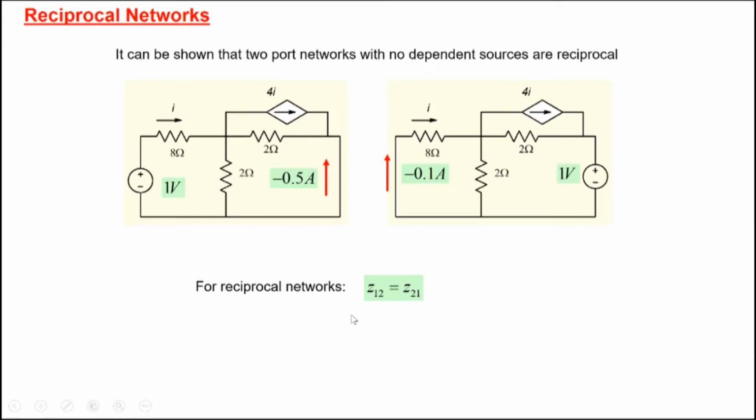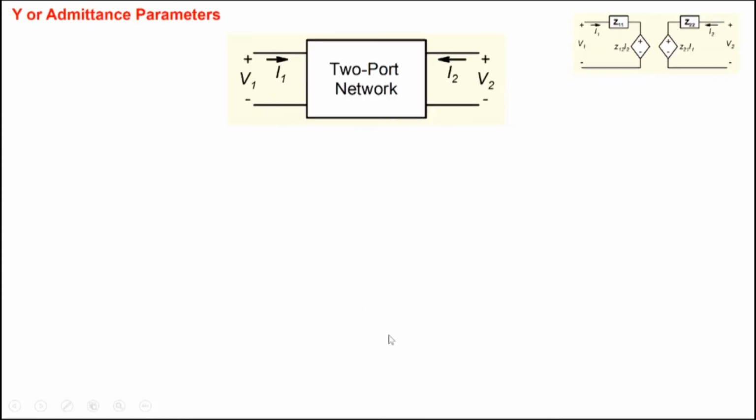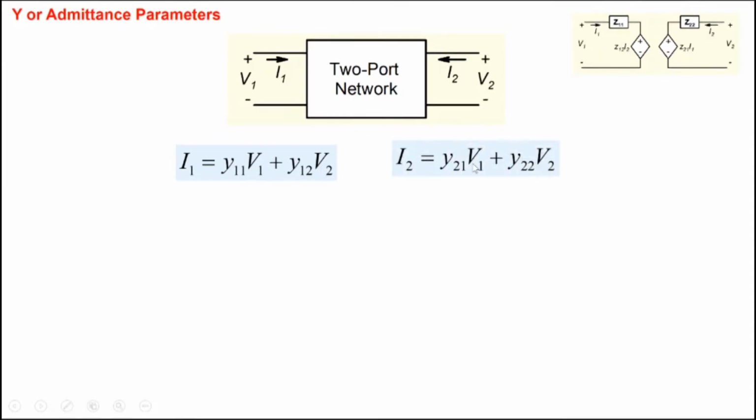We just have to determine Z11, Z12, and Z22. And only 3 elements are independent here. Now, Z parameters are not the only way you can determine or represent the 2-port network. You could take, for example, V1 as independent variable and V2 as independent variable. And the dependent variables I1 and I2 you could express in terms of V1 and V2. So I1 is Y11 V1 plus Y12 V2. I2 is Y21 V1 plus Y22 V2 here.